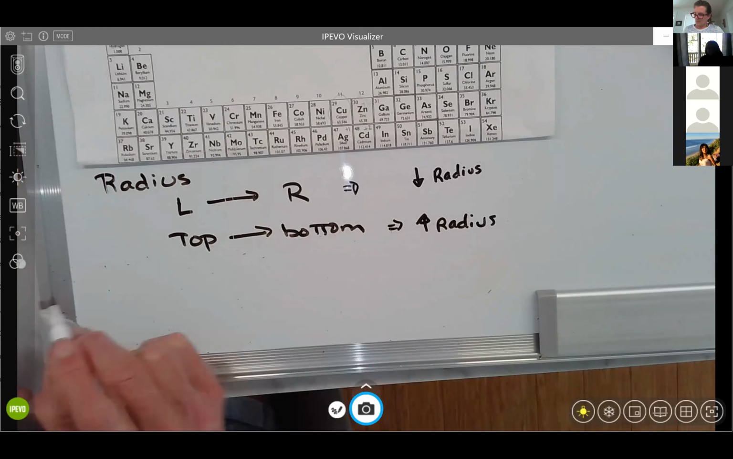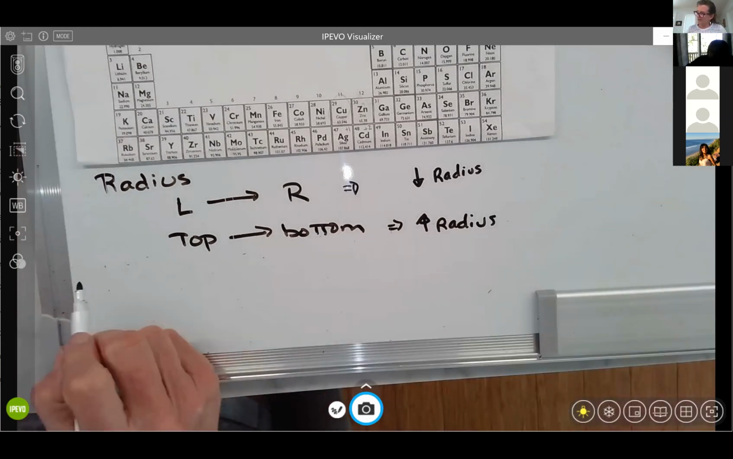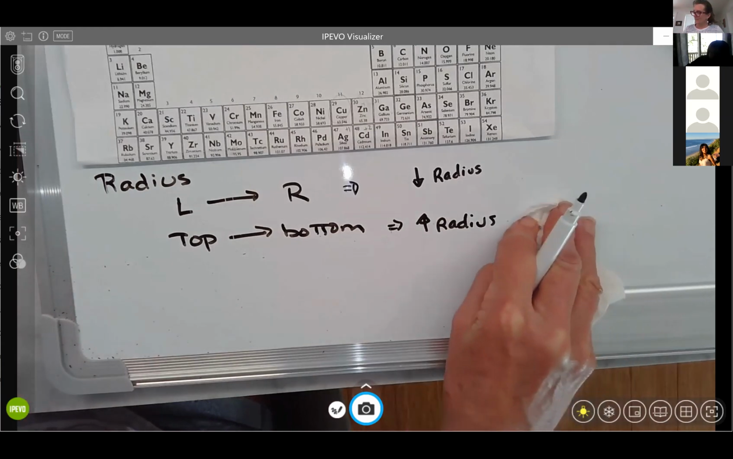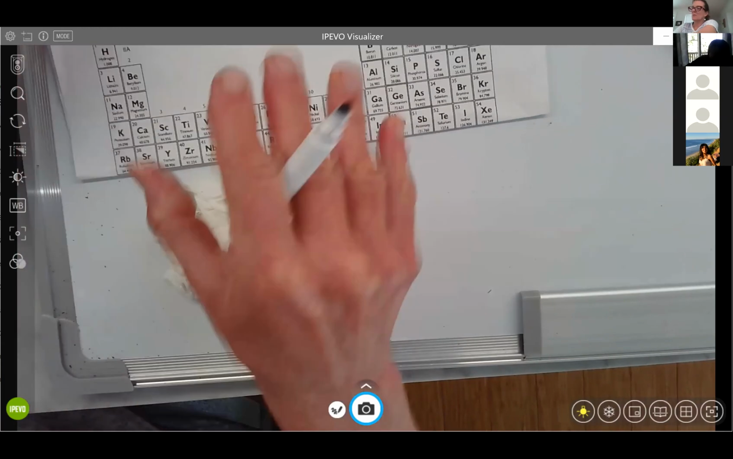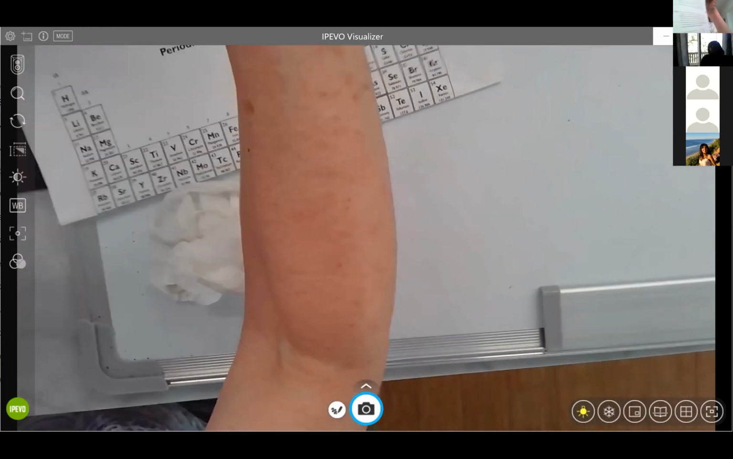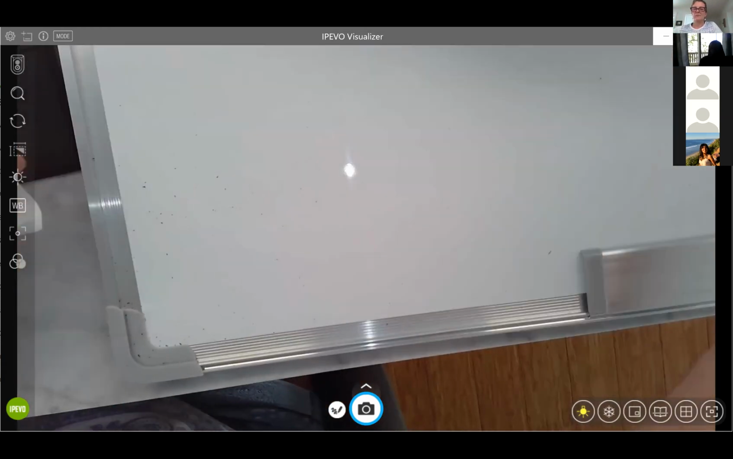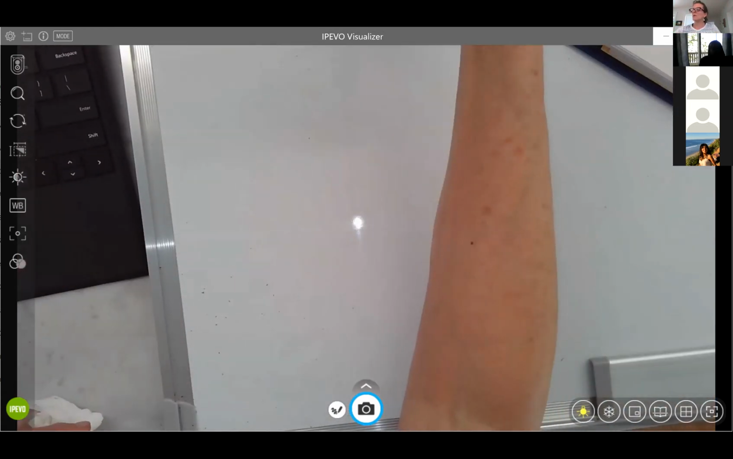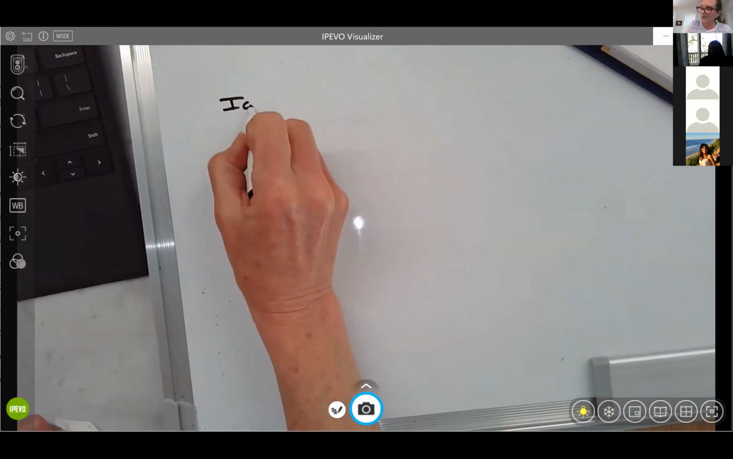I'm trying to think what other, okay, ionization energy. Let me move this out of the way. Okay, so ionization energy.